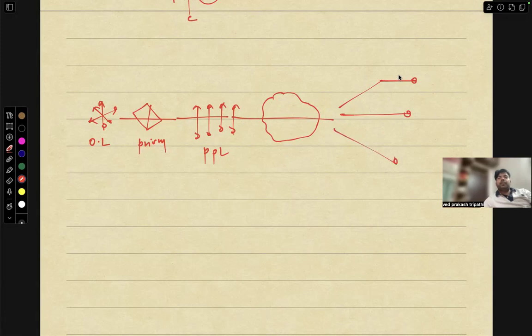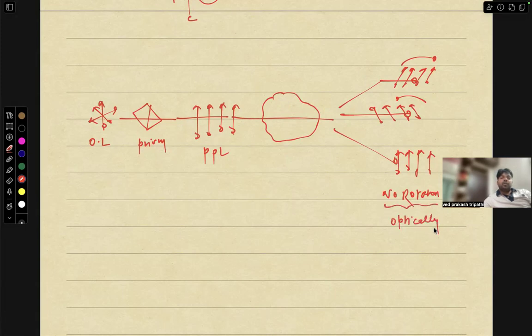It can rotate the PPL either clockwise, it can rotate anti-clockwise, and there is no rotation. So whenever there is no rotation, that is called optically inactive. Optically inactive. And when there is a rotation, that is called optically active. Optically active. So these are some terms, okay?